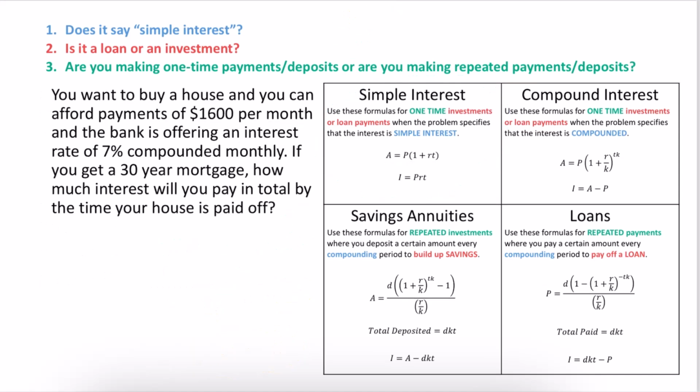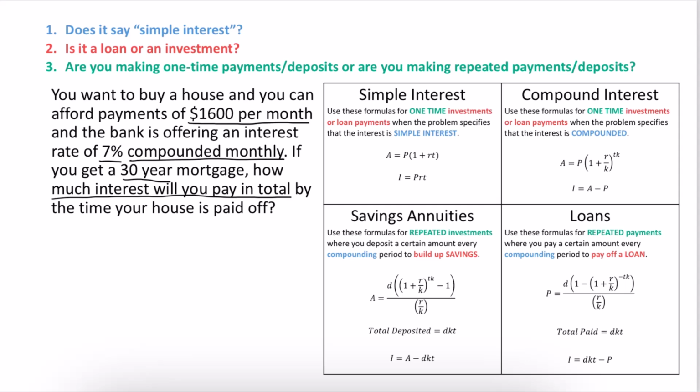Okay, so here's one last example that we'll go through. So on this one, the problem says you want to buy a house and you can afford payments of $1,600 per month. The bank is offering an interest rate of 7% compounded monthly. And if you get a 30-year mortgage, how much interest will you pay in total by the time your house is paid off?